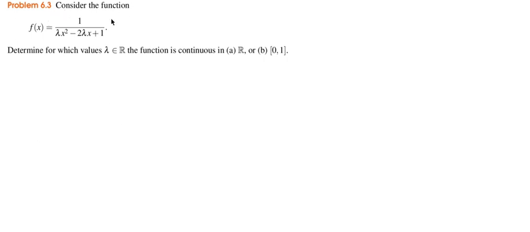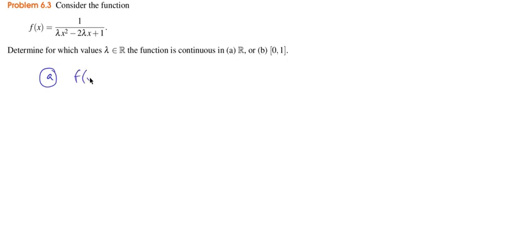3. Consider the function f equals 1 over lambda x squared minus 2 lambda x plus 1. Determine the values of lambda, which is a real number, for which the function is continuous in two different sets, right? In R or in (0, 1). Okay, so let's start with R.